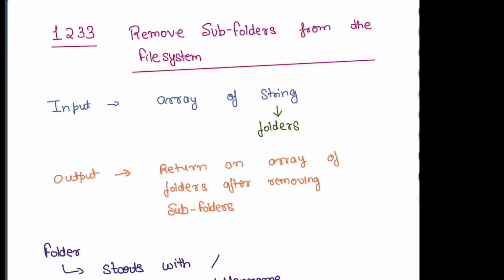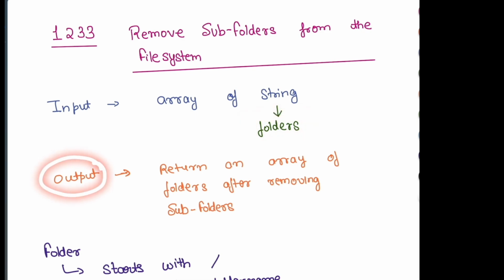Now the input given in the problem is an array of strings. So there are multiple strings given as an array, and that's the input we have. Basically each of the strings in the array is representing a folder. So the strings are nothing but folders, right? As we have folders in our file system, like slash computer or comp slash file slash abc slash something. So these strings are representing these folders.